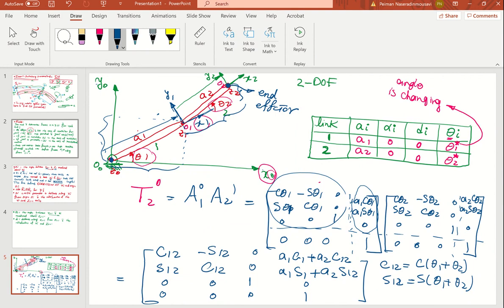So now you have to deal with the Denavit-Hartenberg parameters. Okay. I'm going to have another example next week.